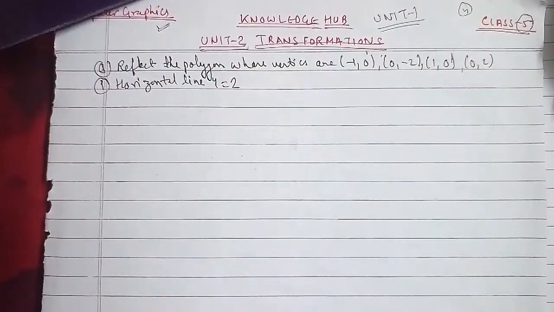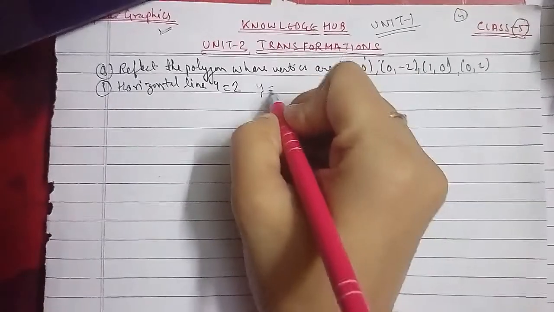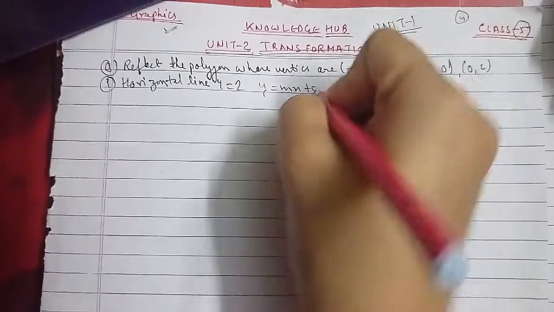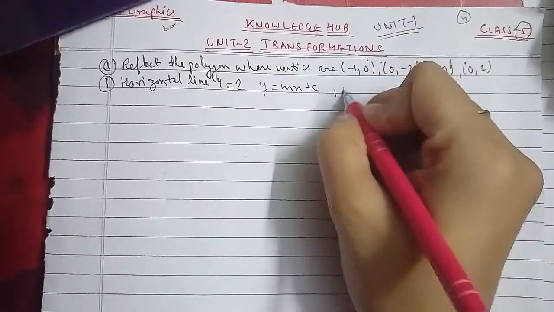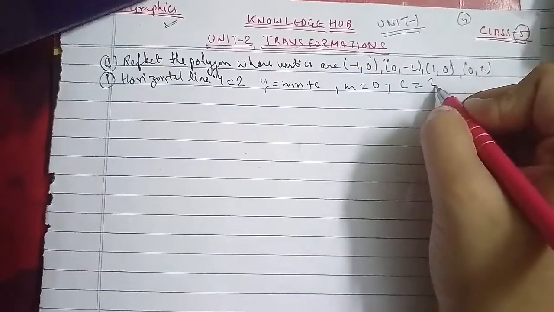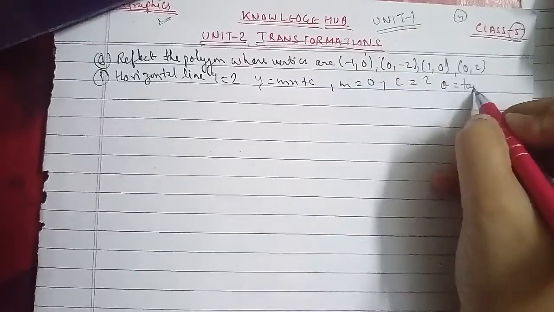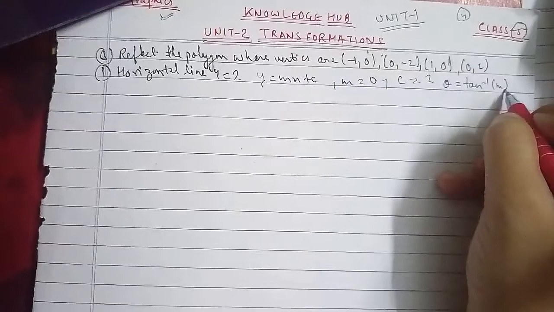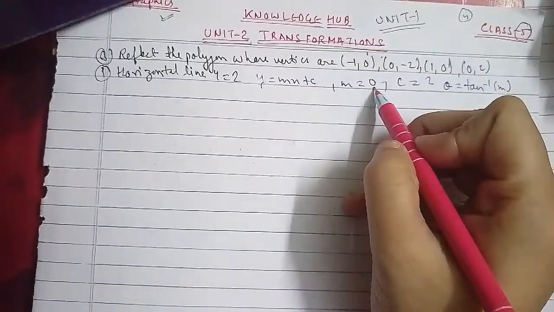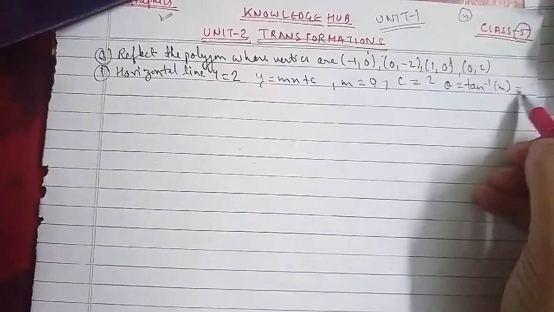So here we'll have to find it out for this, and in this criteria, that y equals to 2, on comparing with the equation which is your y equals to mx plus c here, we'll find out that m equals to 0 and c equals to 2. So for that theta we'll be finding out is that theta equals to tan inverse m, and m we had found which is 0. So theta is tan inverse 0, which is equals to 0 here.